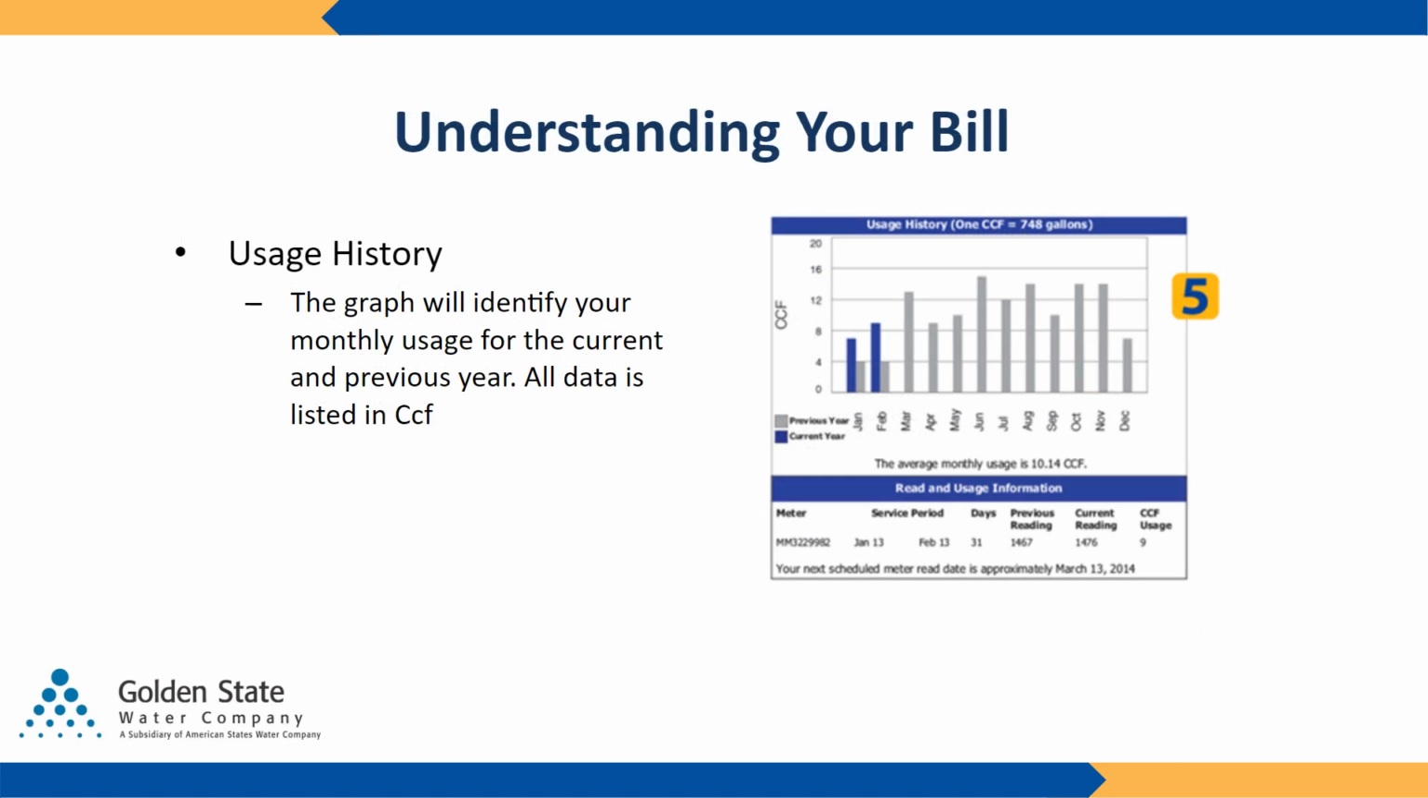The graph will identify your monthly usage for the current and previous year. All data is listed in CCF or 100 cubic feet. This graph allows you to compare usage, identify high-use months, and see the results of conservation efforts.